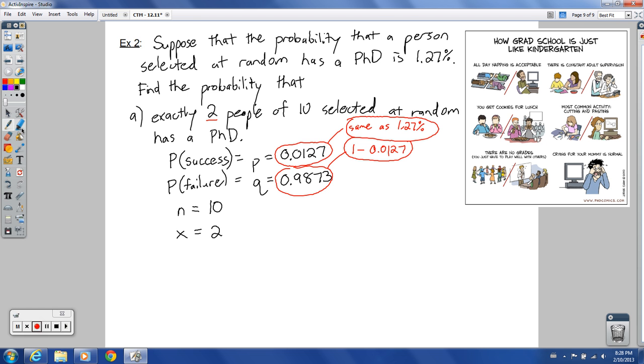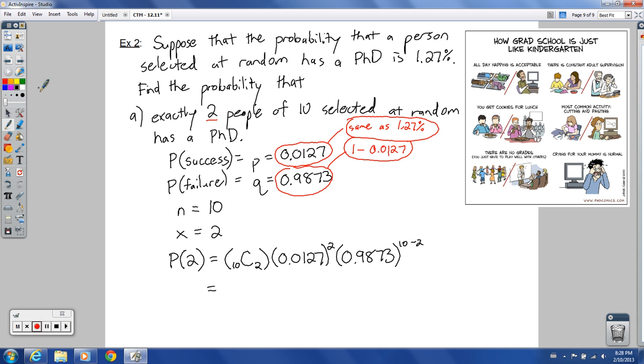So now from here, let's see what that looks like in our binomial probability formula. So P of 2, just going to plug in the numbers right away now. On this one, it would be 10 choose 2. And then your probability of success goes here, 0.0127 to the x power, so to the second power, and then q goes here, so the 0.9873, to the 10 minus 2 power, the n minus x power.